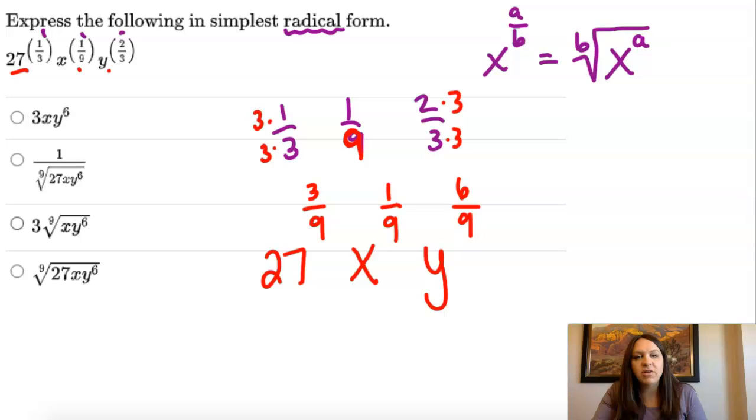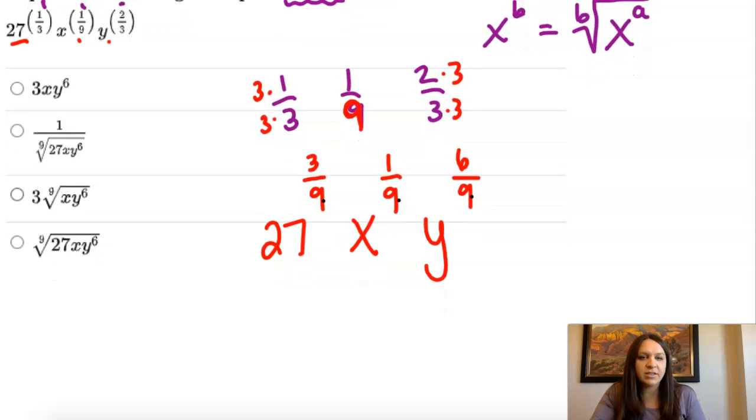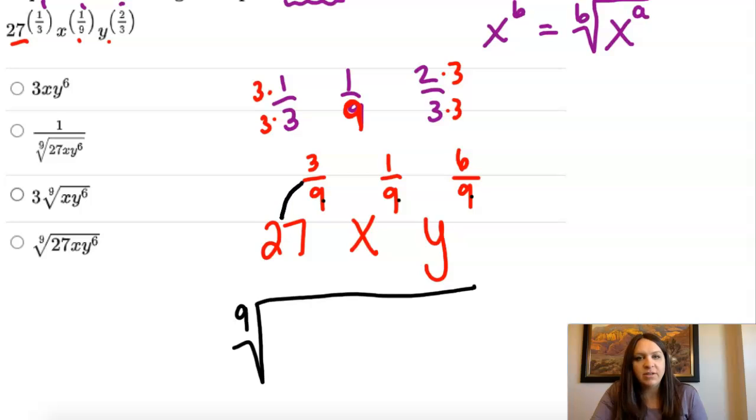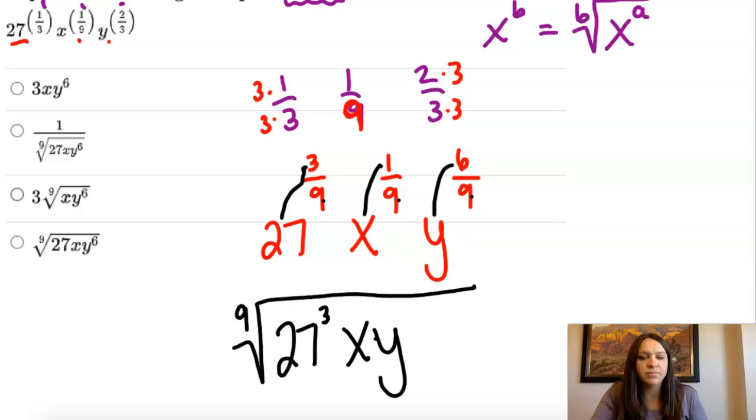So now that these all have the same denominator, I'm going to write it in radical form. So the index is the denominator, and then what's inside, I have 27 to the 3rd, x to the 1st, and y to the 6th. Okay?